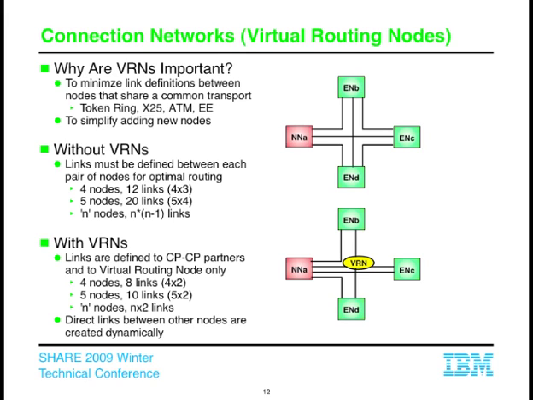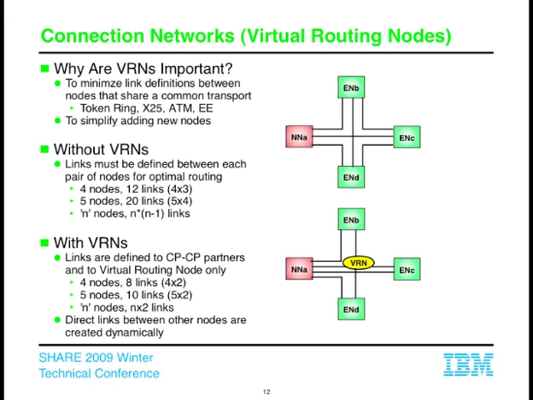So what virtual routing node does is allows you to define a virtual node in the middle, which you give it a name, and it looks like a network node in the topology database, although it looks like a virtual network node. And now, instead of each node defining a link to every other node, each node will define a link to his network node server so that he can get CP/CP sessions, and a link to the virtual node.